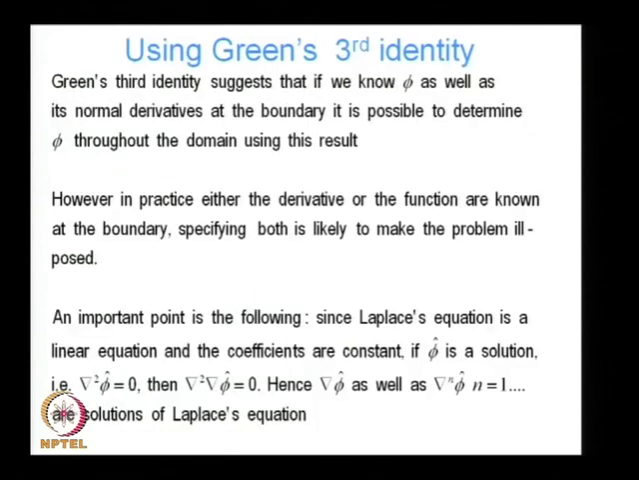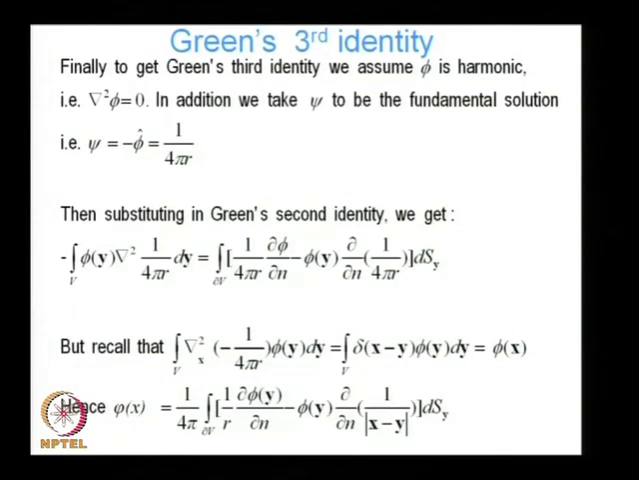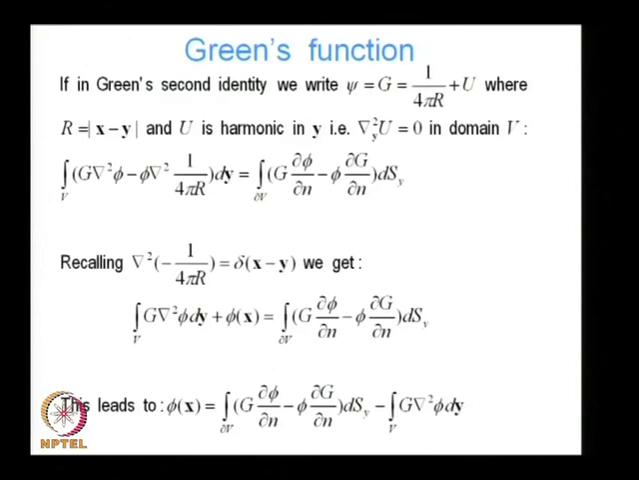So, before that, what did we do? We assumed that psi is nothing but my fundamental solution, right. In Green's second identity, we assume that psi is my fundamental solution. Now, I am saying that, well, do not assume psi is my fundamental solution, assume psi is equal to my fundamental solution 1 by 4 pi r plus another term, right. So, we are changing track slightly, right.